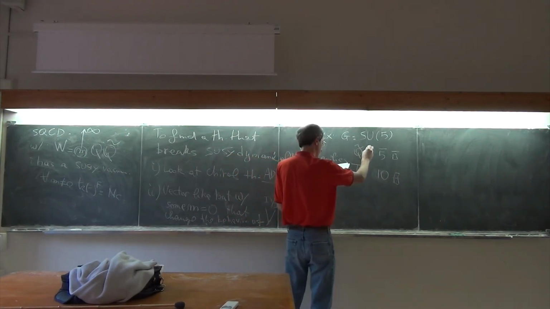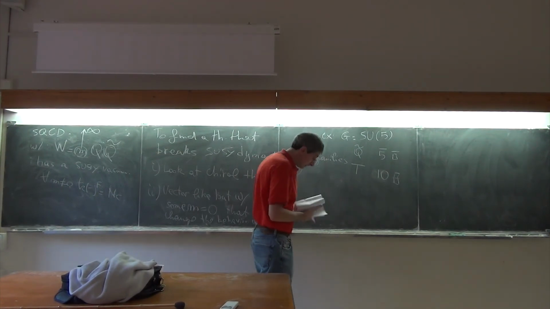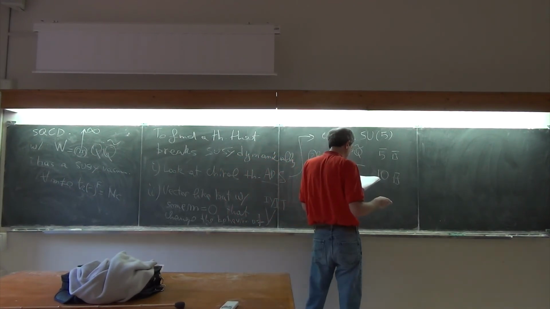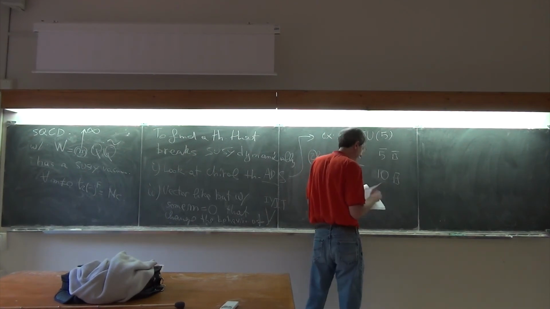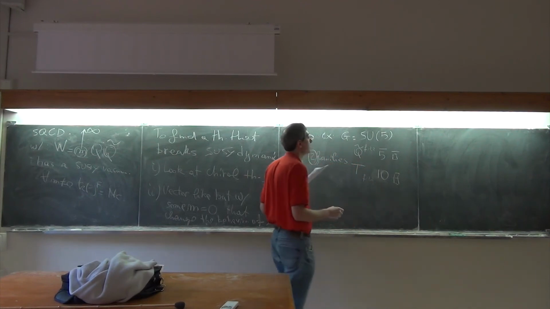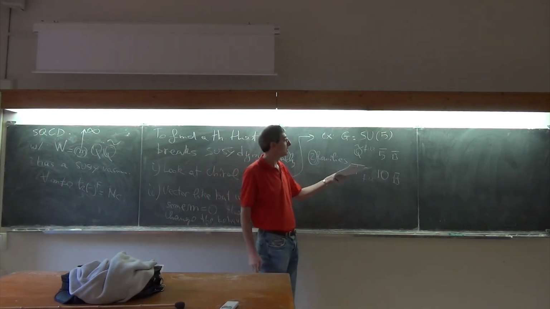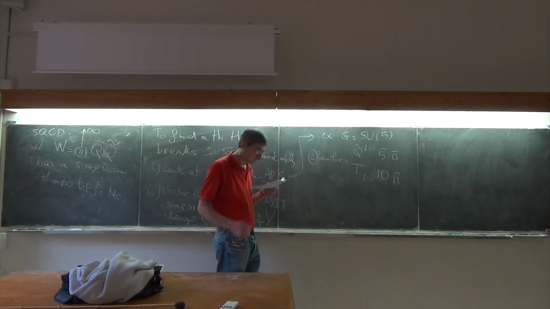So I put an index here. I call them F, 1 and 2. These are not gauge indices. These are flavor indices. So for each F, this guy is in a 10 of SU(5). For each F, this guy is in a 5 bar of SU(5). Okay.